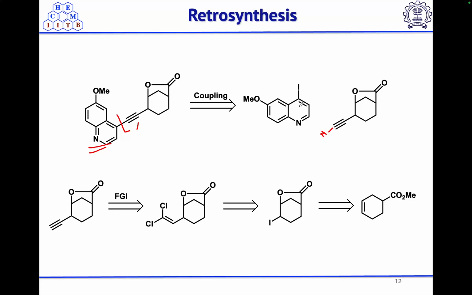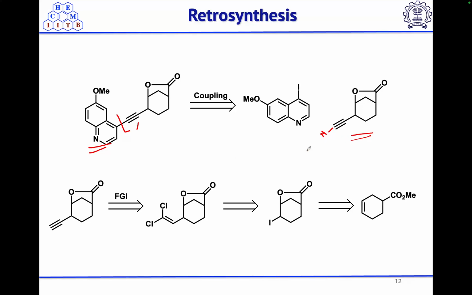So basically this is quinoline here, numbered 1, 2, 3, 4: a 4-iodo-6-methoxyquinoline compound. If you do the Sonogashira coupling reaction between these two fragments, you will get the coupling product. Now what about this? This quinoline fragment is commercially available. Now how can we synthesize this molecule? This is very interesting, as two reactions are involved in its synthesis.